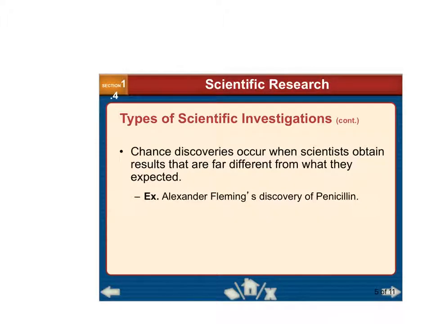You can get things we call chance discoveries. They occur when scientists obtain results far different from what they expected. When penicillin was discovered, they weren't expecting it. And there's been a number of things that have been discovered just by chance.